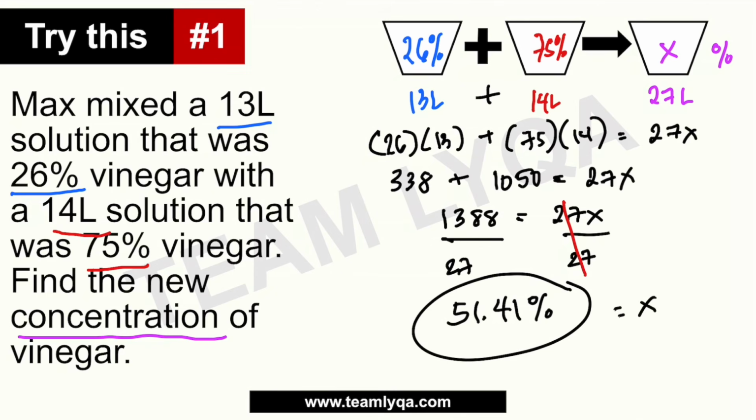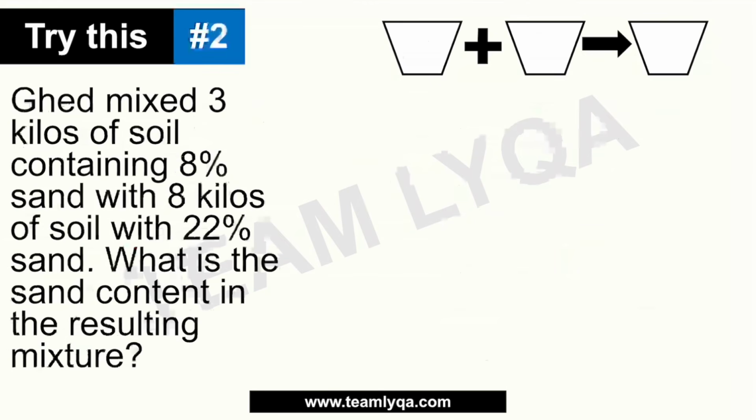Dito na tayo sa pangalawang tanong. Okay? Sabi dito, si Jed, I hope I said it right, no? Si Jed mixed 3 kilos of soil containing 8% sand with 8 kilos of soil with 22% sand. What is the sand content in the resulting mixture? So, again, i-solve lang natin siya. Same concept sa buckets. Pero if you notice, hindi na vinegar ang pinag-uusapan ngayon. Hindi na tubig. Ano na siya? Soil na siya. And kilos na siya.